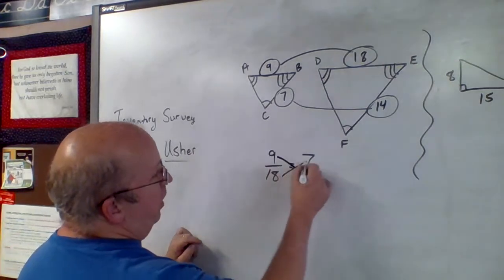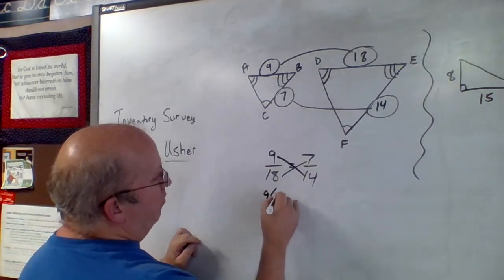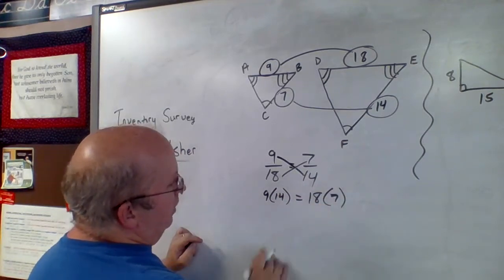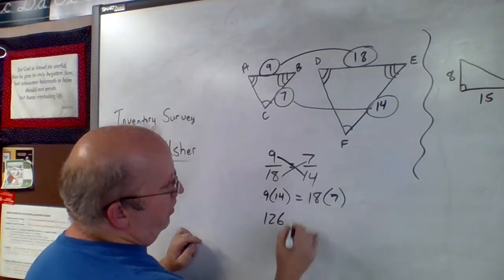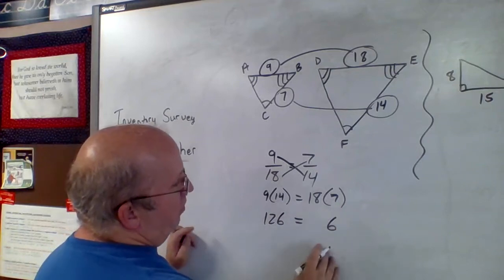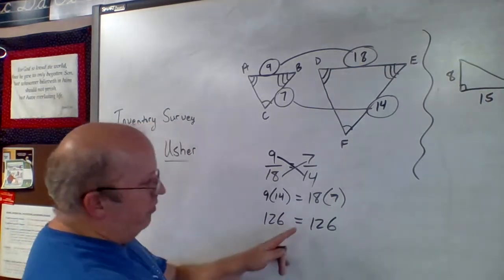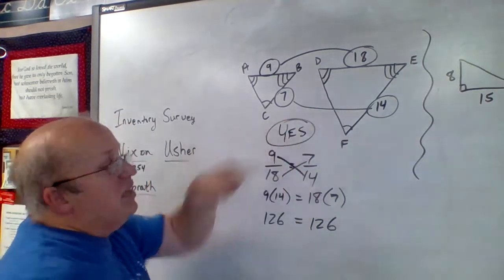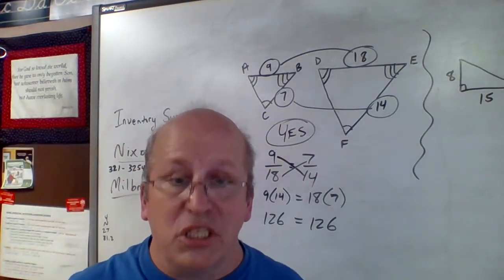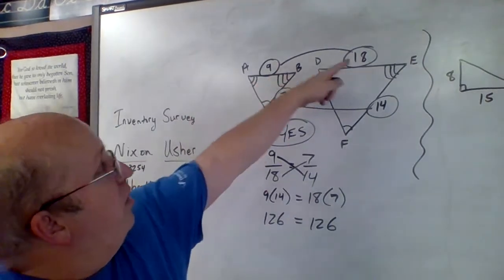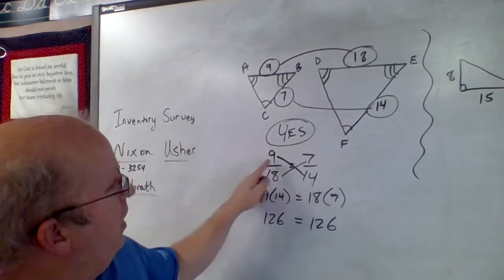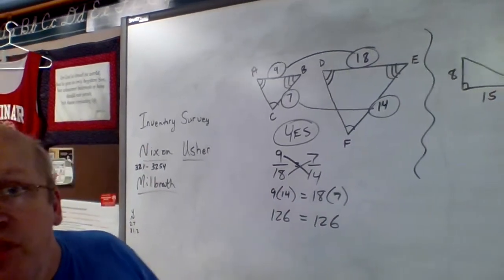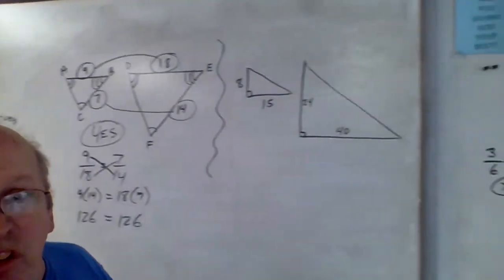Let's take cross products. 9 times 14 and 18 times 7, and let's see what we get. This is 126, and this is 126. Hey, so yes, the answer to this problem, yes, these two shapes are similar. Figured out the corresponding parts, made them equal to each other, and checked to see if those fractions are equal. If they are equal, then the shapes are similar.